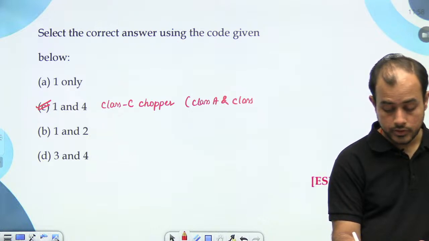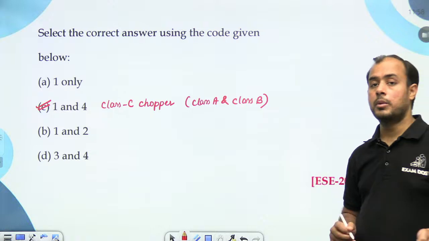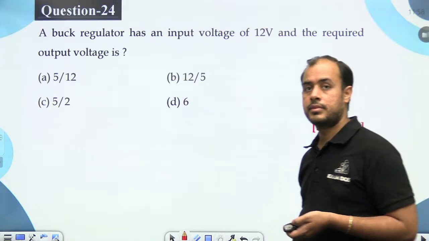It is a combination of class A and class B. So it will operate in first and second quadrant.